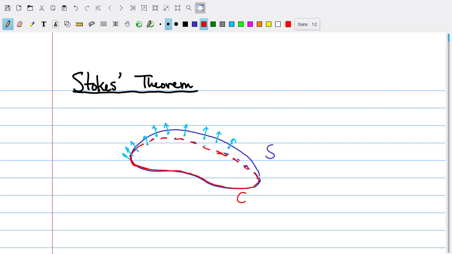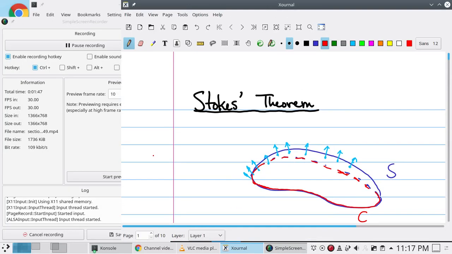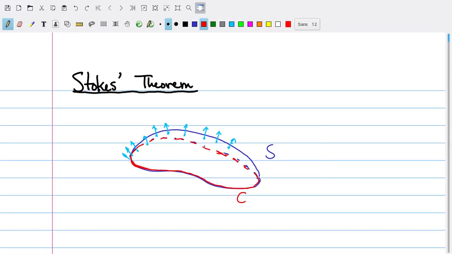Now on the curve itself, I could go either this direction, or I could have gone this direction. If I go this direction, I want to think about my hand being in three-dimensional space, and I want to think about curling my fingers in the direction of that red arrow. In that case, my thumb of my right hand should point in the direction of the orientation of the surface. Or alternatively, just point your thumb in the direction of the orientation of the surface, and your fingers should curl in the direction that the curve should be moving.